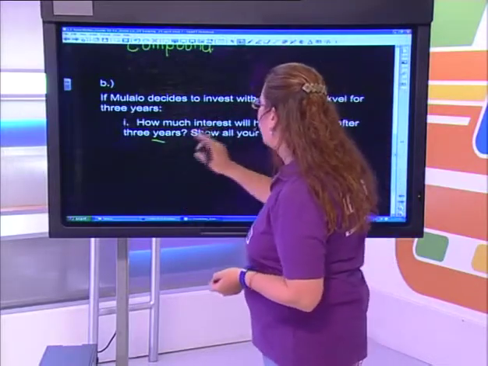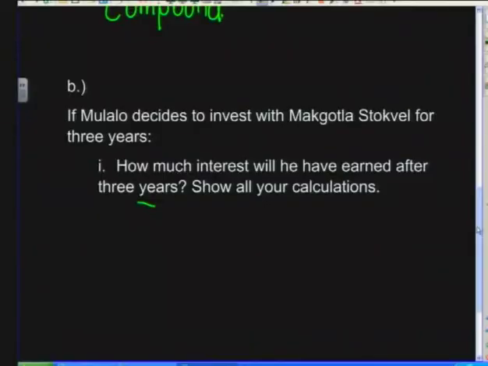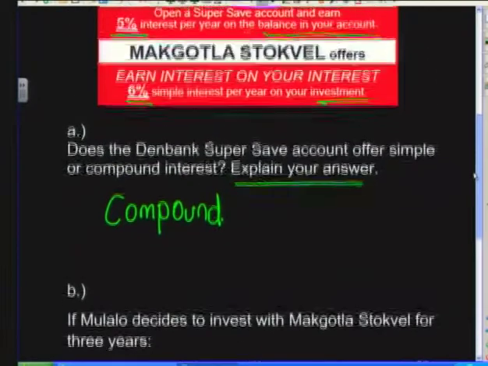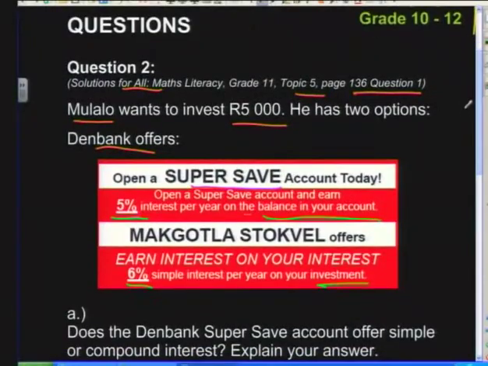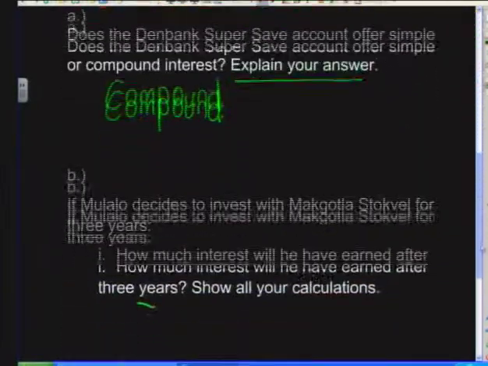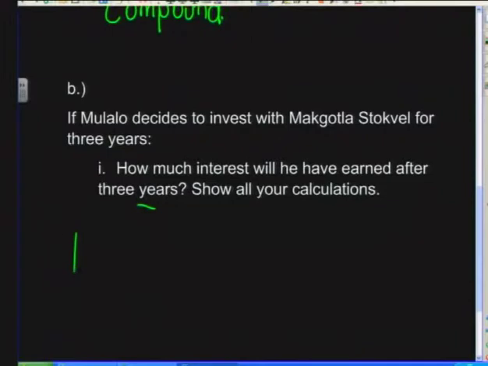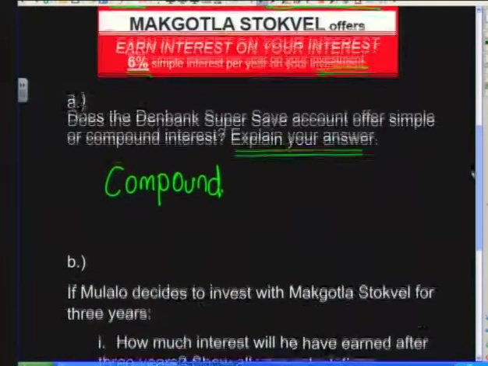So he is investing for 3 years. How much interest will he have earned? Does it tell us how much he started with? Oh, he had 5,000 rand. How important it is to actually read. 5,000 rand, and we are earning 6% simple interest per year.